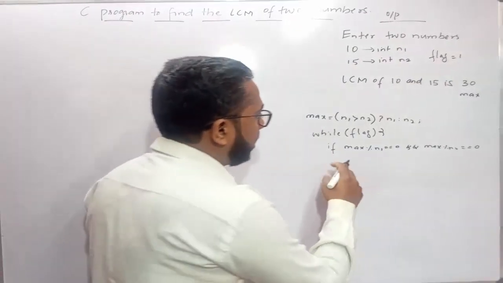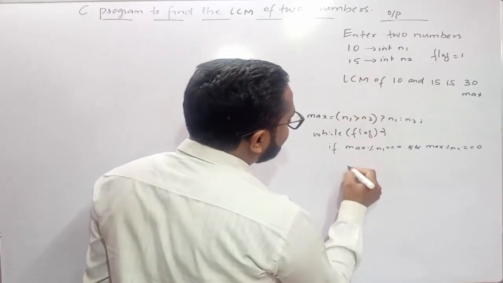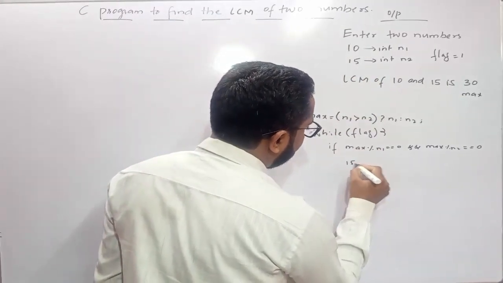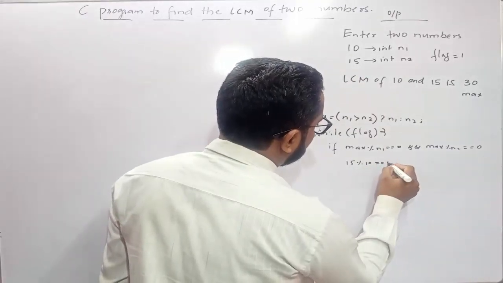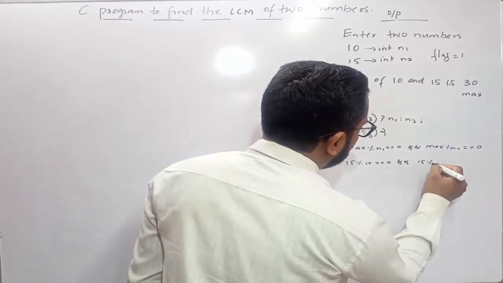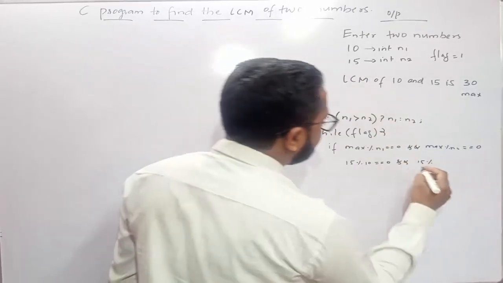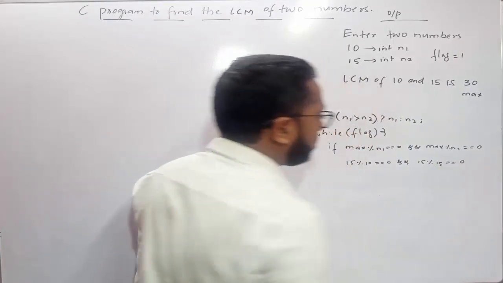Okay, so let us try it out. Out of these two numbers, 15 is the maximum. 15 mod n1, which is 10, is equal to 0, and 15 mod n2, which is 15, is equal to 0.